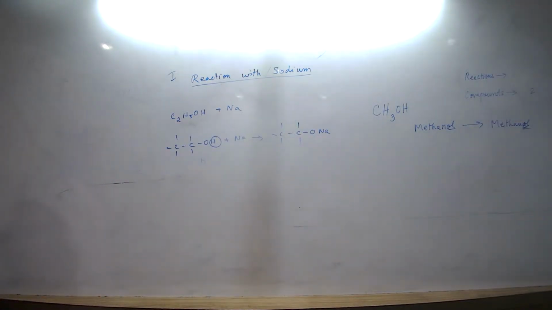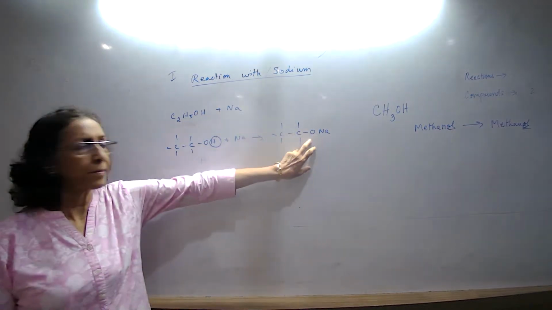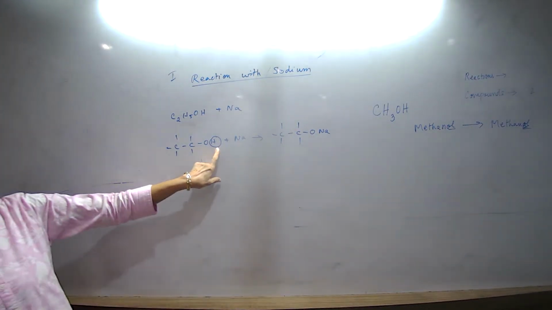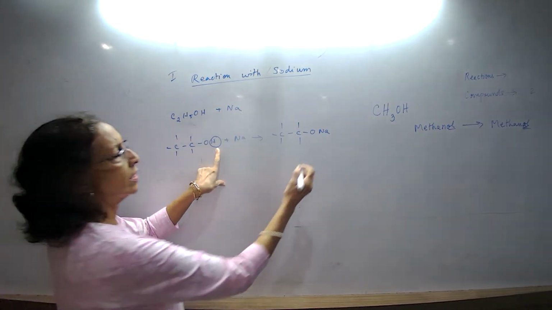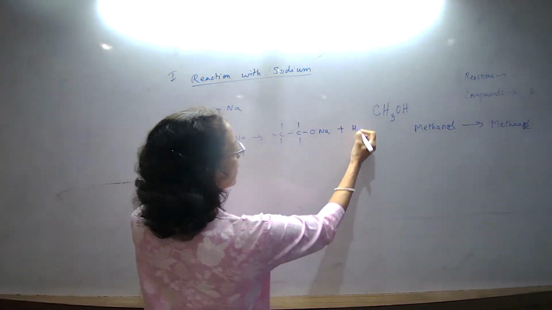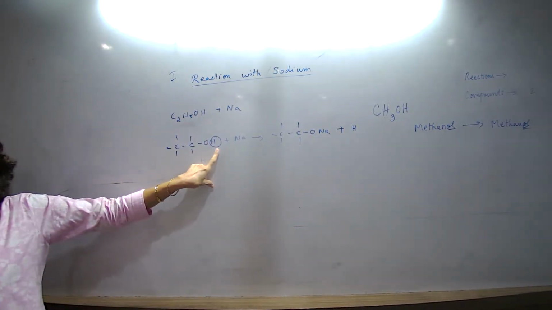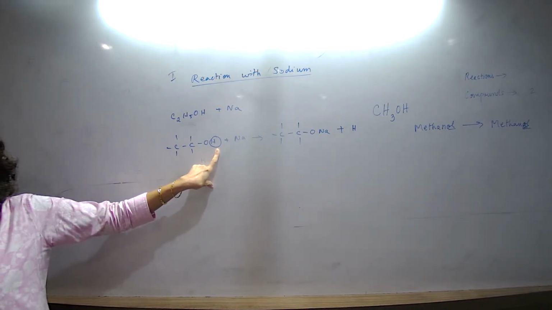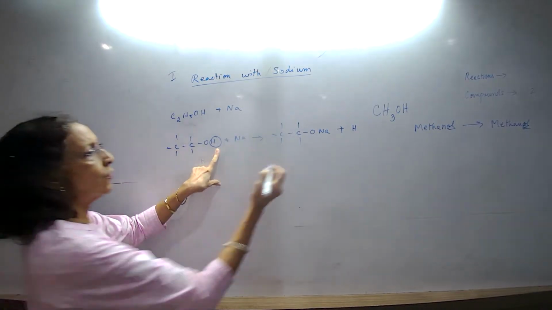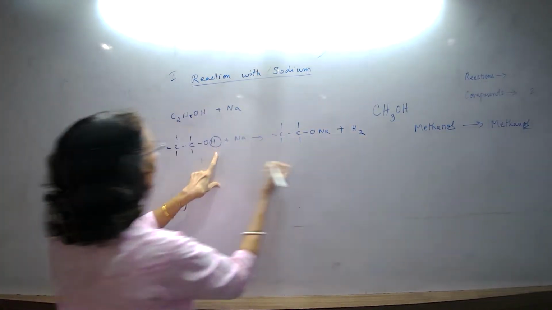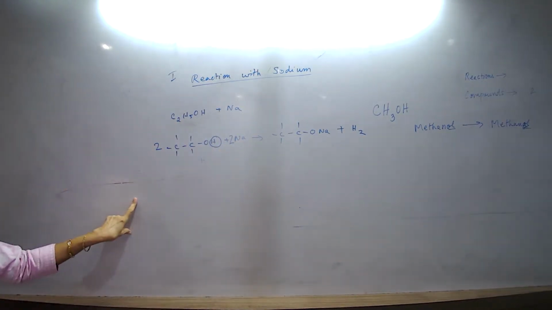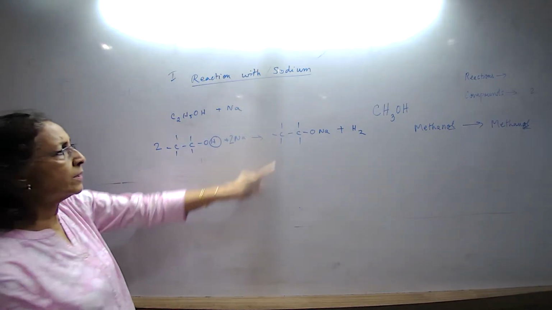Okay. So that is your sodium ethoxide. And of course, what happens to this hydrogen? How many hydrogens are released? Only one in this particular case. So obviously we know that hydrogen does not exist as an atom. There are two of them. So if you want two of these, this will be 2 and this will also be 2. And this will also be 2.